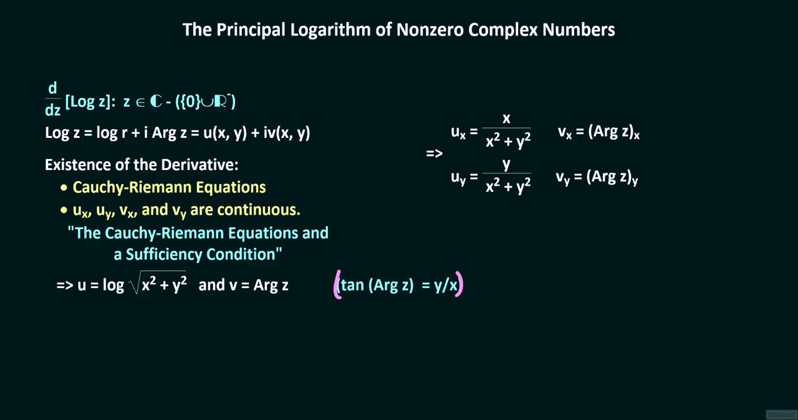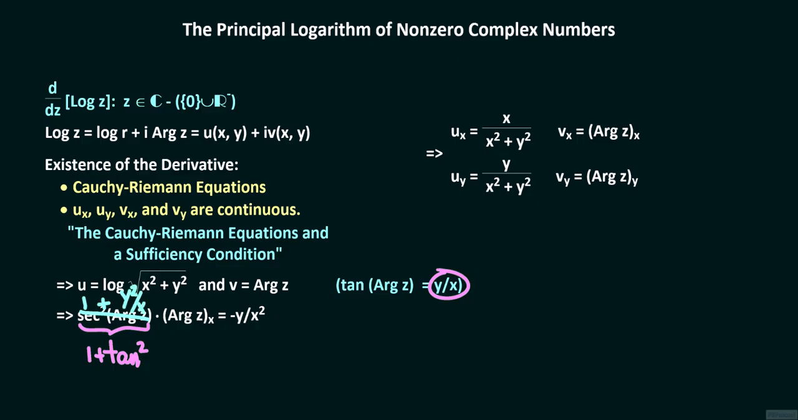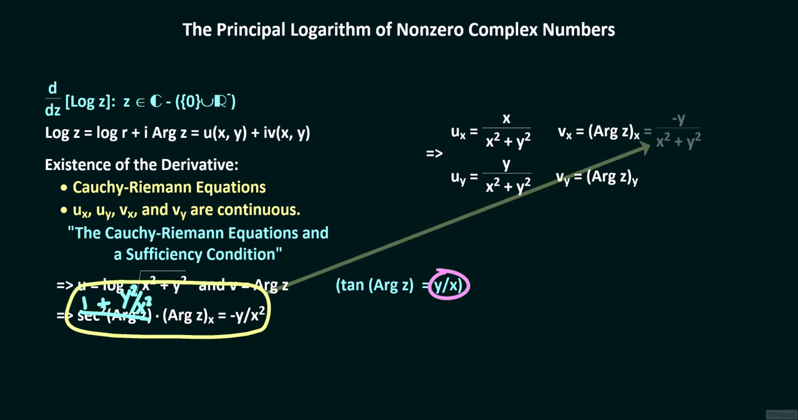Differentiating this equation with respect to x, we get for the left side secant squared of the principal argument of z times the partial derivative of the principal argument with respect to x. For the right side, the derivative of y over x with respect to x is minus y over x squared. Secant squared is 1 plus tangent squared. Tangent is y over x, so secant squared equals 1 plus y squared over x squared. From this equation, v sub x, or the derivative of the principal argument function with respect to x, equals minus y over the quantity x squared plus y squared.